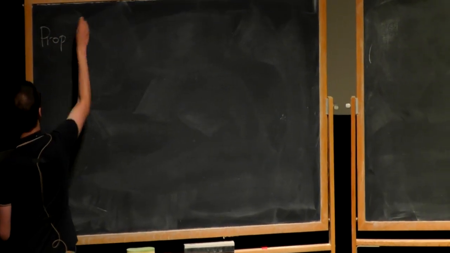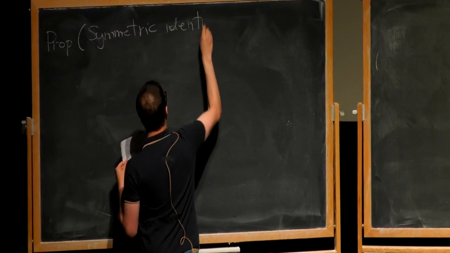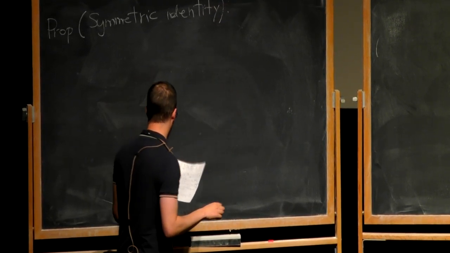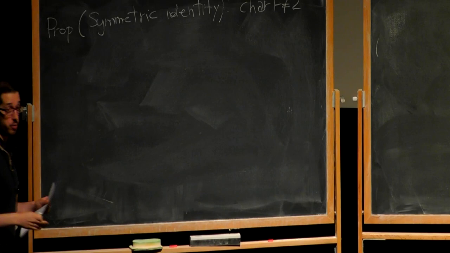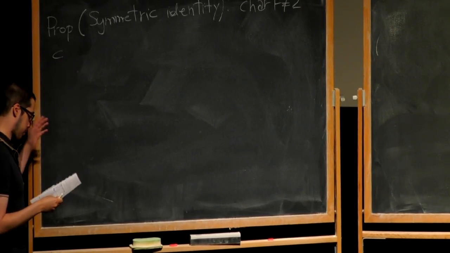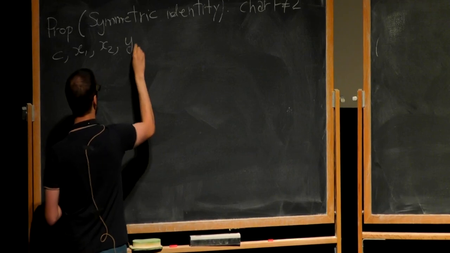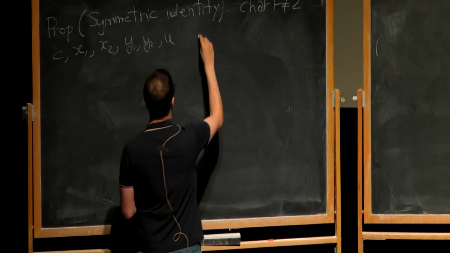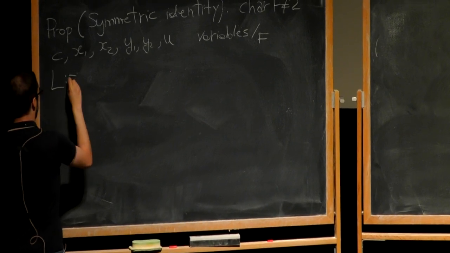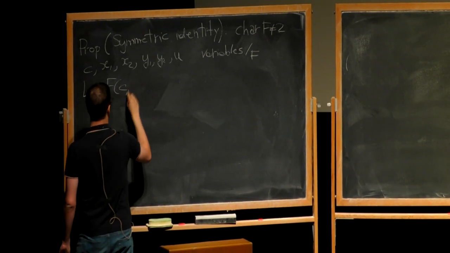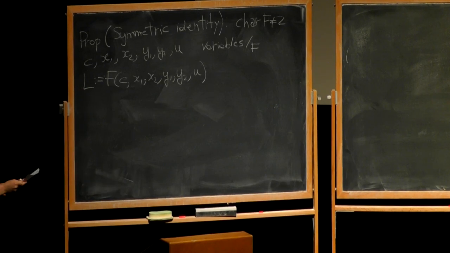So proposition, I will call this the symmetric identity. So we take, as always, our field F of characteristic different from 2. And then I consider 6 variables over this field, and I will call them by names that sound strange, but they will make sense later. So I'll call them C, X1, X2, Y1, Y2, and U. So these are variables over F, so that we have this field L, the field generated by these variables. This is a purely transcendental extension of F, of transcendence degree 6.